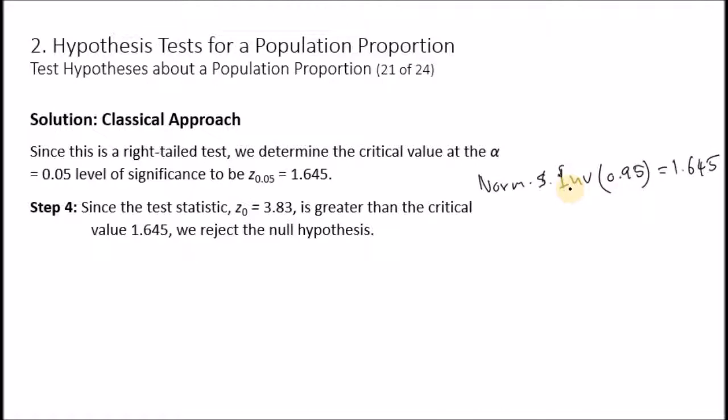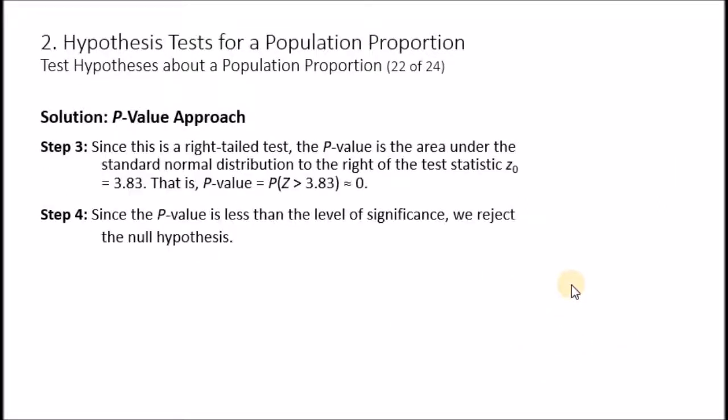Since the test statistic Z0 is 3.83, which is greater than the critical value 1.645, we reject the null hypothesis. If you look at that, this is the 1.645, and 3.83 is right here. So Z0 is in the critical region since we have a right tail test. That is the critical region. As a result, we're going to reject the null hypothesis.